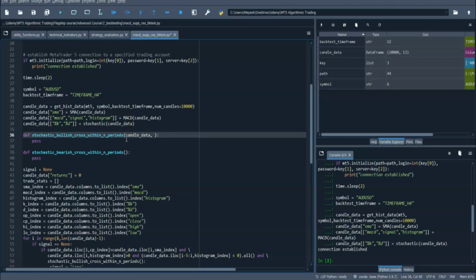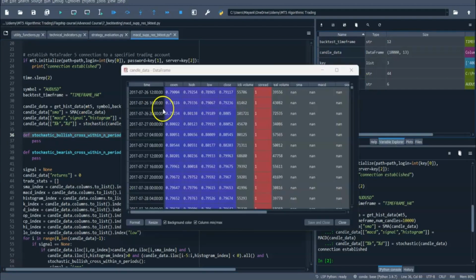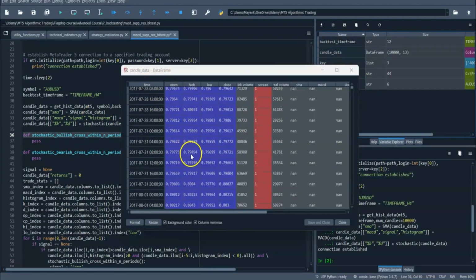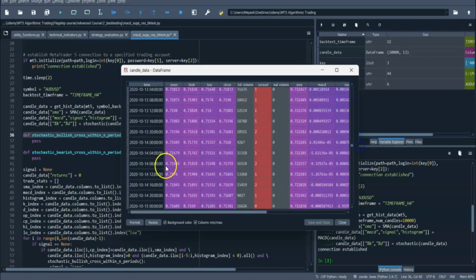So in this function, all that we'll have to pass is the candle data and the current index, at which index you want to figure out whether the stochastic bullish crossover happened or not within n periods. So for example, if I am using this candle data for my backtesting, I'm going row by row. Let's say I am in this row, and I figure out that the MACD crossover happened at this row. Now all that I have to do is check for stochastic crossover here, here, and here. If that happens, I'll return true. If that doesn't happen, I'll return false.